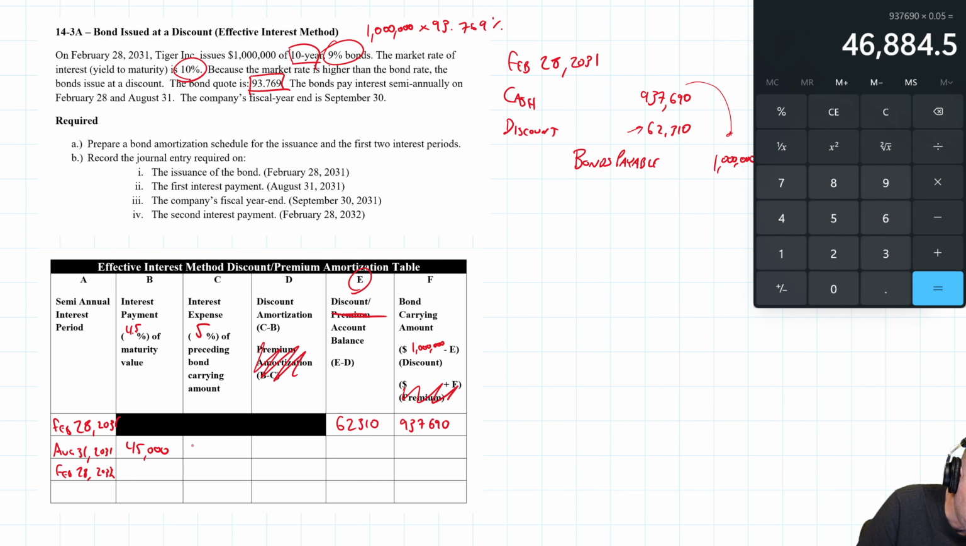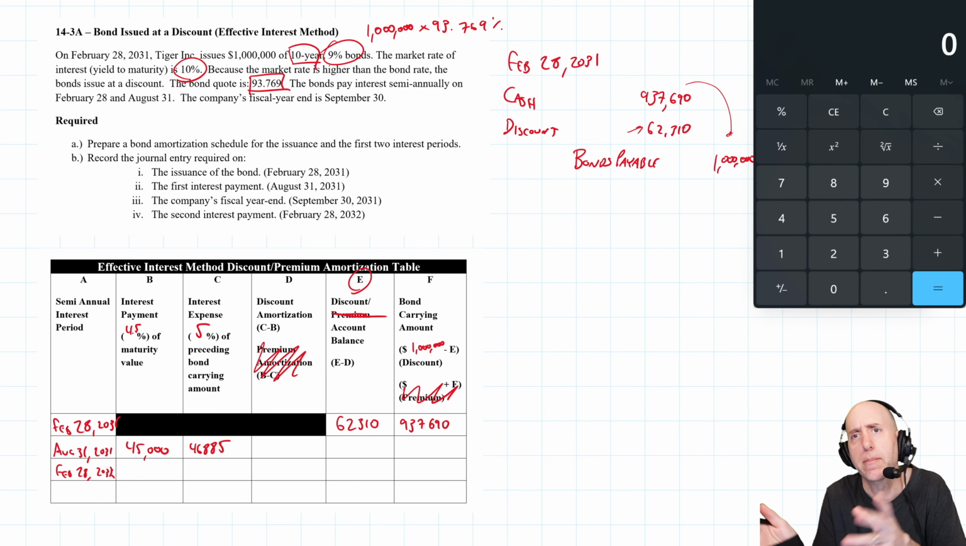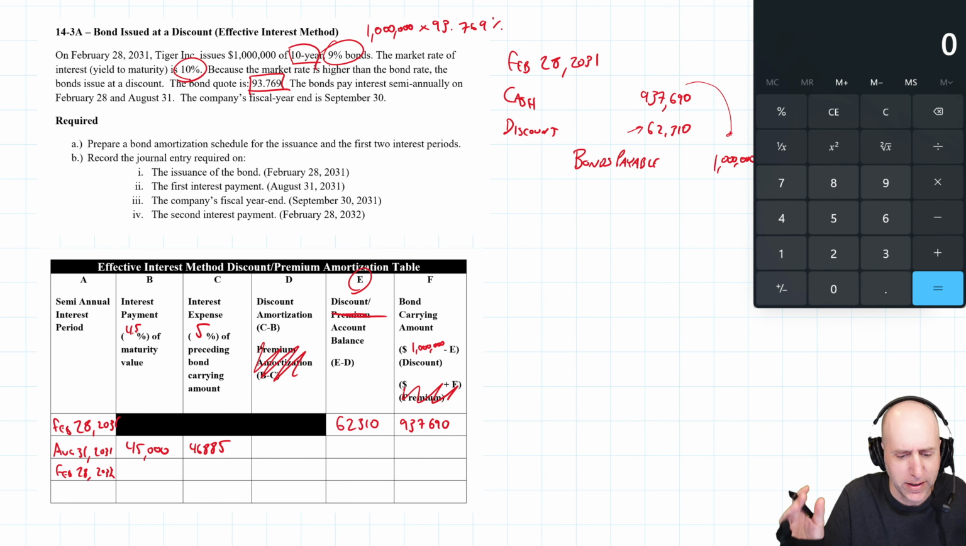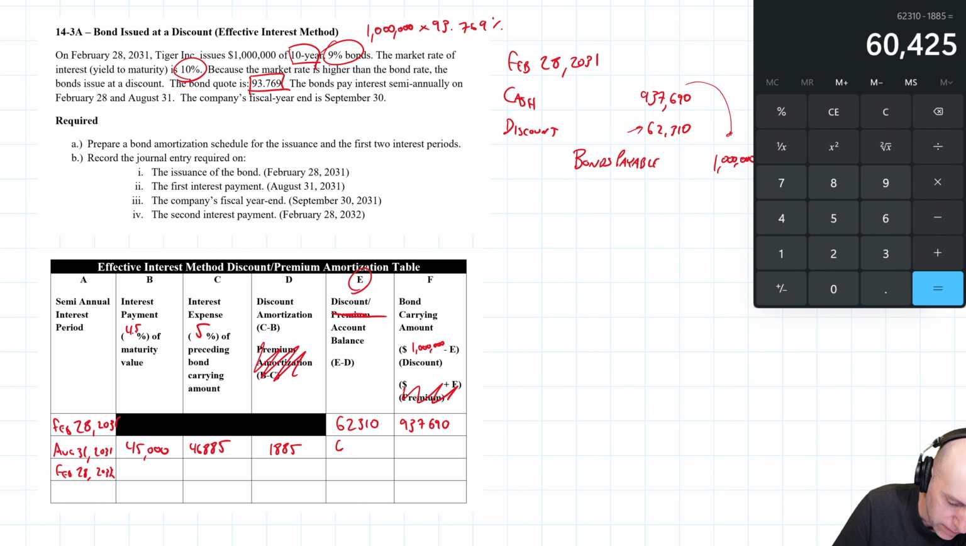$46,885, I'll round here. Be careful about rounding. Your professor might want you to go to the penny. They might want you to go to the dollar. Read the question and read the room in terms of what you're supposed to do. C minus B, 46,885 minus 45,000 is 1,885. Discount account balance is E minus D, 62,310 minus 1,885 is 60,425.